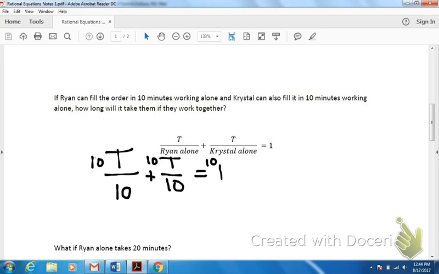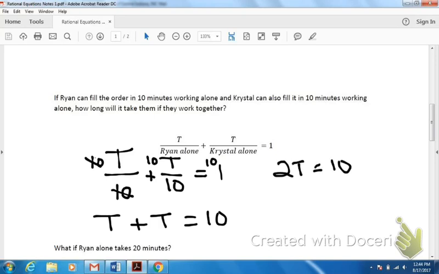So these 10s, we all agree this is just gone, right? So that's T plus T. 10 times 1 is 10. And then we know that T plus T is 2T, equals 10. Divide by 2. And sure enough, just like what you thought, it would take 5 minutes if they're working together.